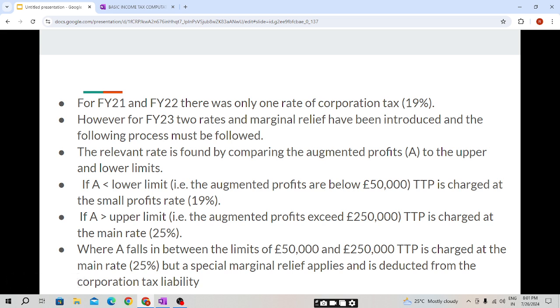And students, if the augmented profits are below 50,000 pounds, the small rate will apply. If the augmented profit exceeds 250,000 pounds, then the main rate of 25% will apply. If the augmented profit falls between the limits of 50,000 and 250,000 pounds, then the TTP will be charged at the main rate, but a special marginal relief applies, and this relief amount will be deducted from the corporation tax liability. I hope this is clear.